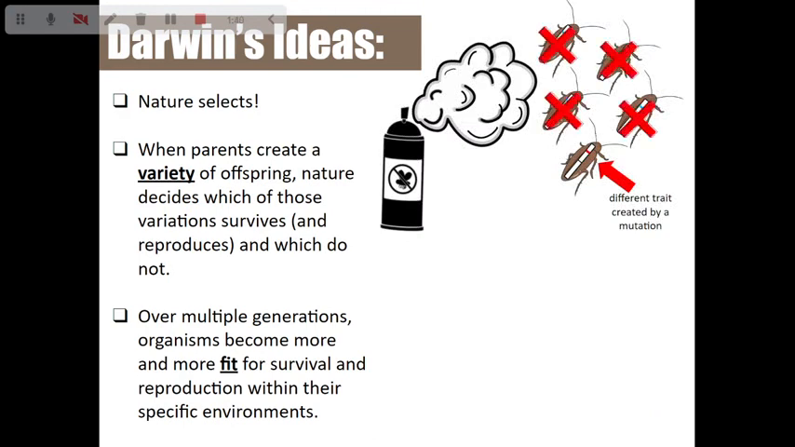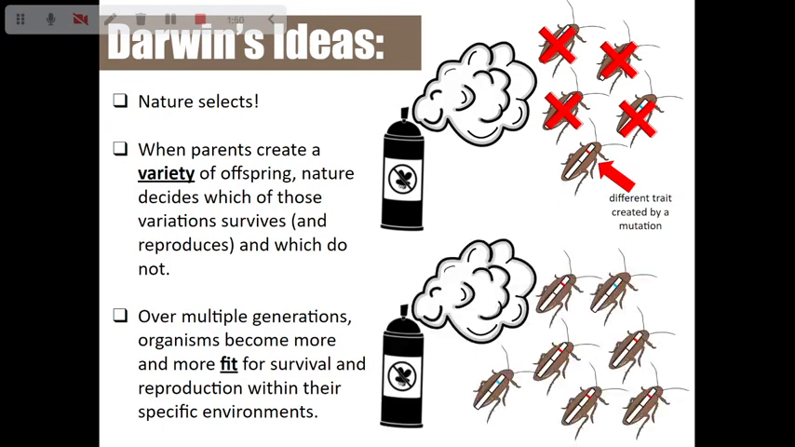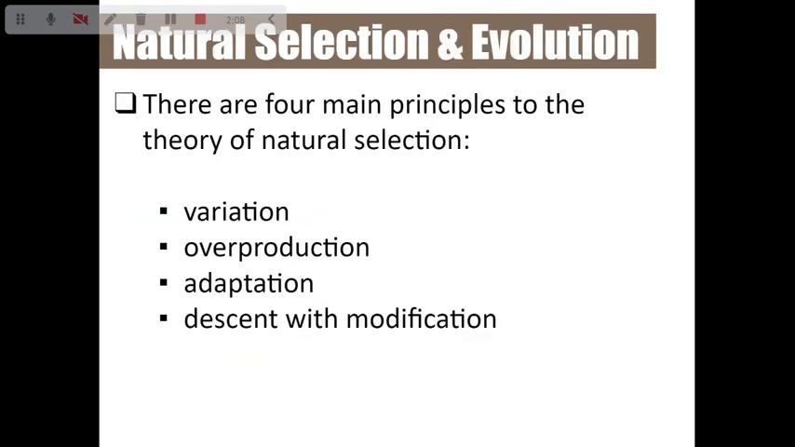So, here we have these gross bugs, and I've got a bug killer spray over here. A different trait is going to be created by a mutation. That mutation is going to help this bug here survive. Since these guys are dying off, this bug is going to produce more offspring, which makes it more likely for the bugs to mutate and survive.